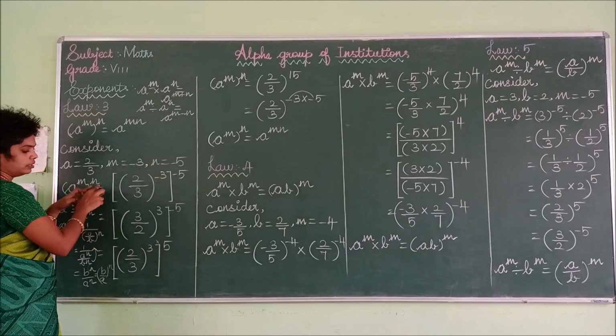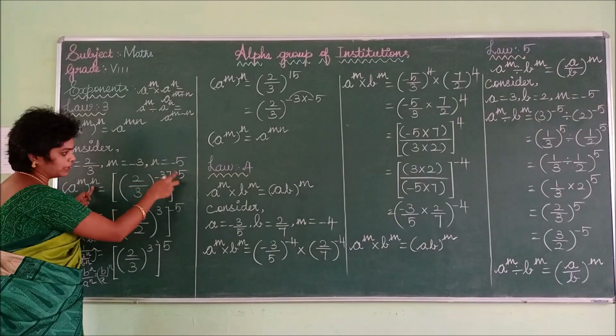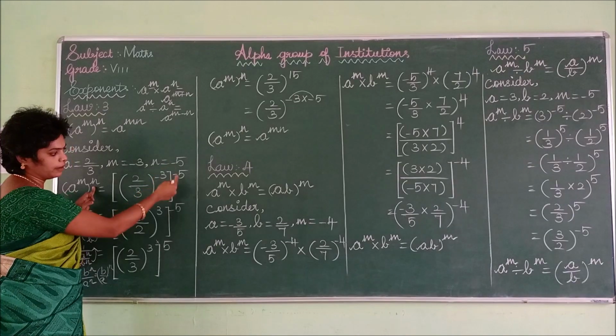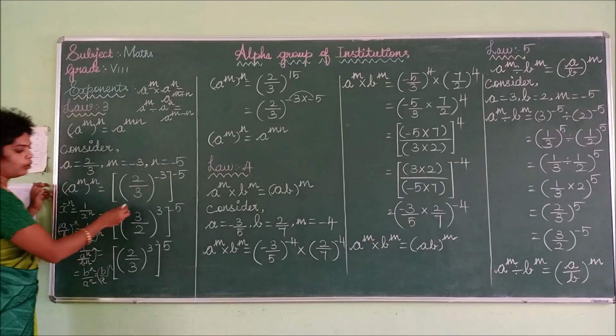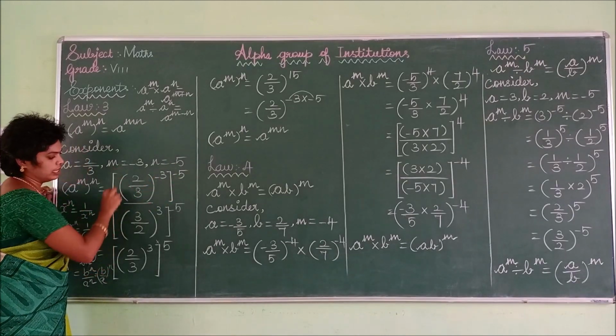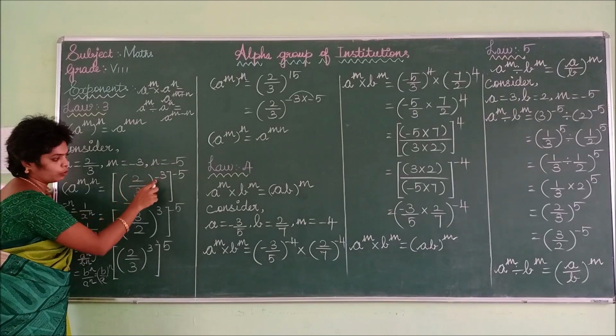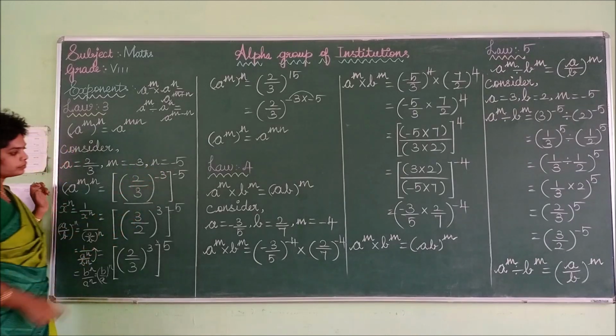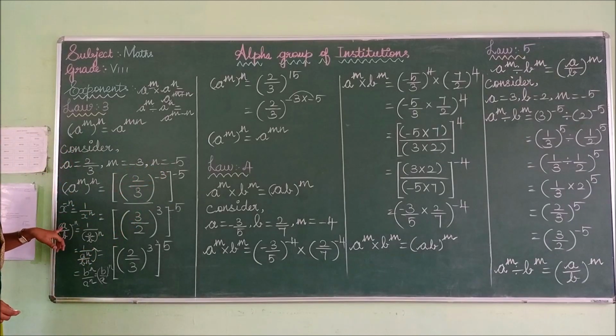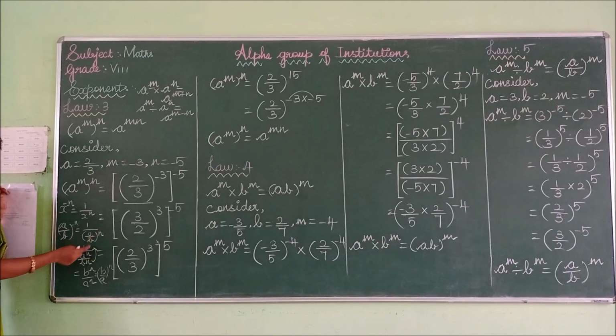Then again we have a power, so you have to keep that value also. What is the n value here? -5. Now I am interchanging this inside value (2/3)^-3 only. So listen here carefully. (a/b)^-n, which is equal to 1 by (a/b)^n. Again I am splitting the powers.